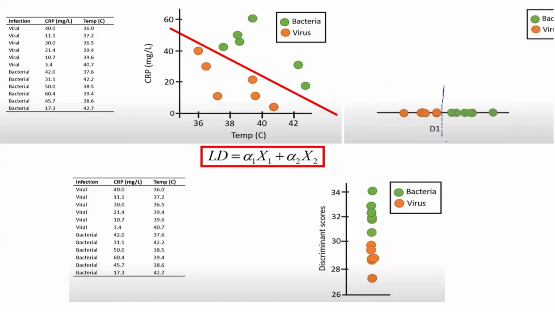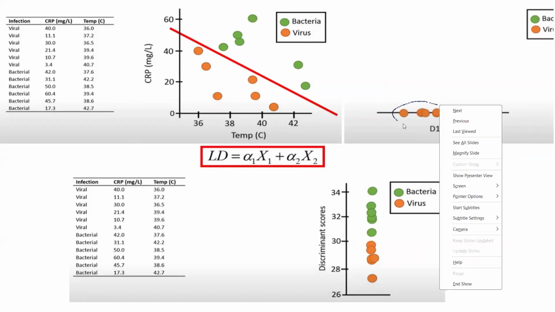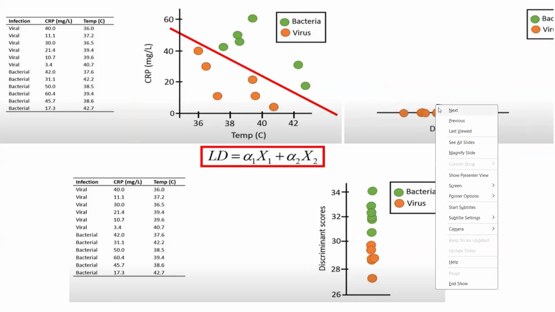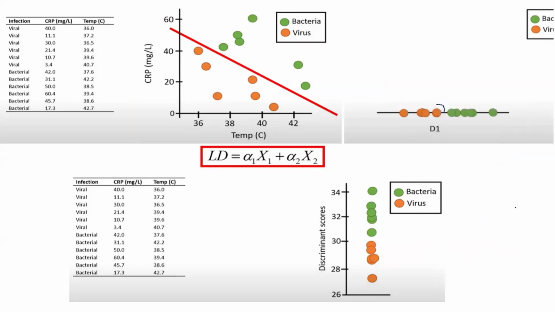So this is how we are doing accumulation of both the classes. All these points belong to viral infection, and all these points belong to bacterial infection patients. Okay, so that is the main goal of linear discriminant analysis. Okay, so how will linear discriminant analysis achieve this?